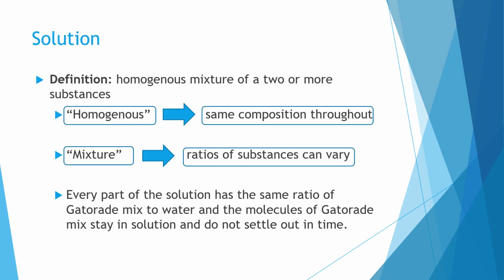So a solution itself, it is a homogeneous mixture. Homogeneous means it's the same throughout, and mixture means that it contains different substances. And because it's homogeneous, that means you can't tell the difference between all the different parts that make up that mixture. So you have a bottle of Gatorade, you can't tell the difference between the electrolytes, the sugars, this, that, or the other that make it up.